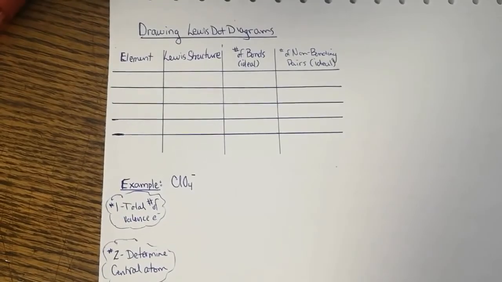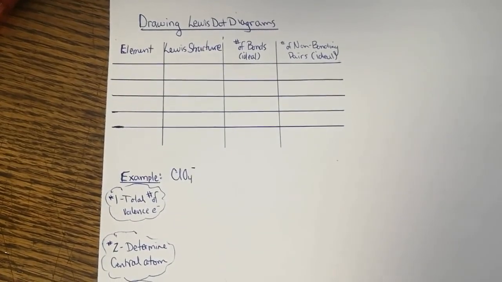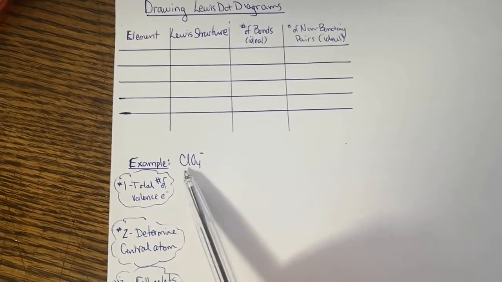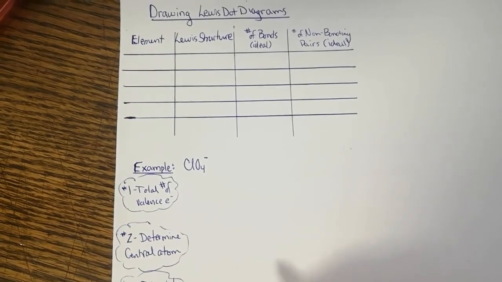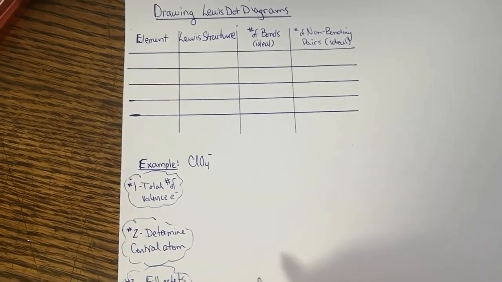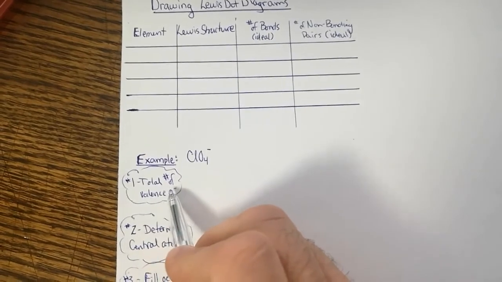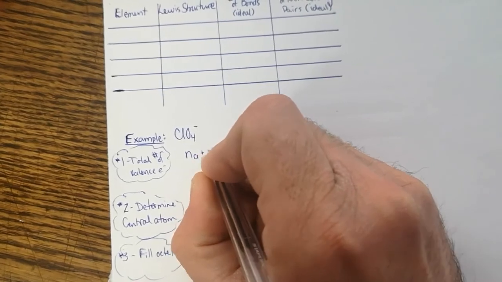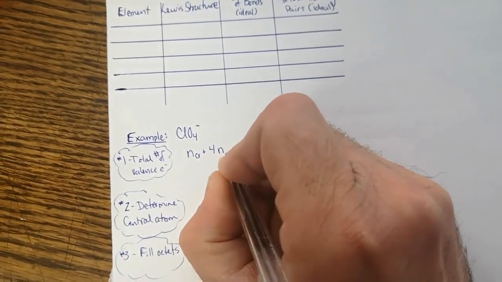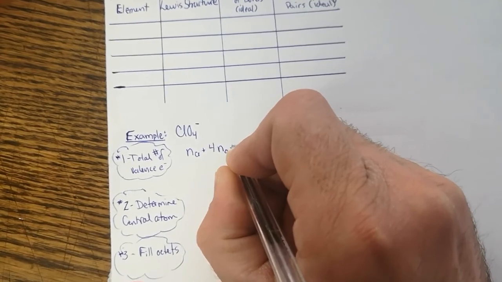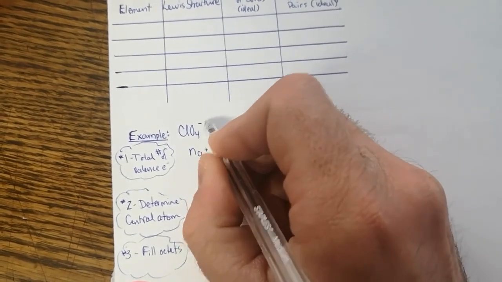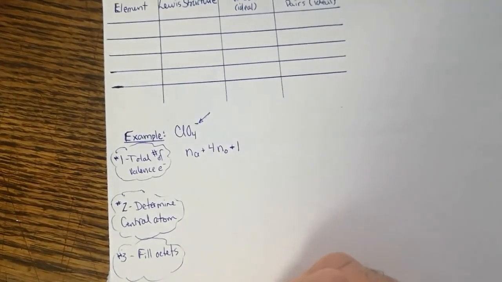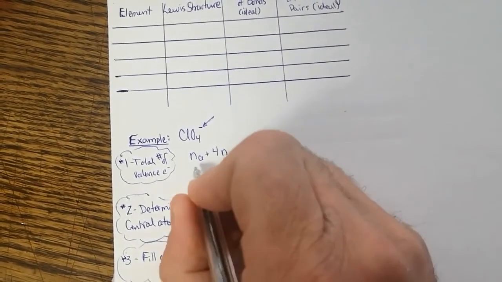Hey, welcome back everybody. Today we're going to be drawing some Lewis dot diagrams for some oxyanions. Those are those charged ions that include oxygen, such as the perchlorate ion. As before, our first step is to figure out our total number of valence electrons. So the number of valence electrons from chlorine plus 4 times the number of valence electrons from oxygen plus 1 extra electron. That's where the extra electron is going to give us our total valence count.